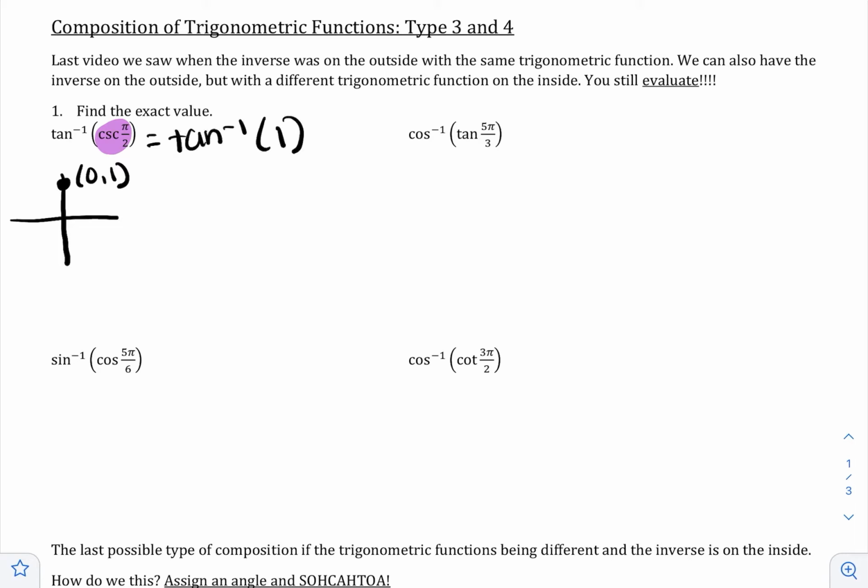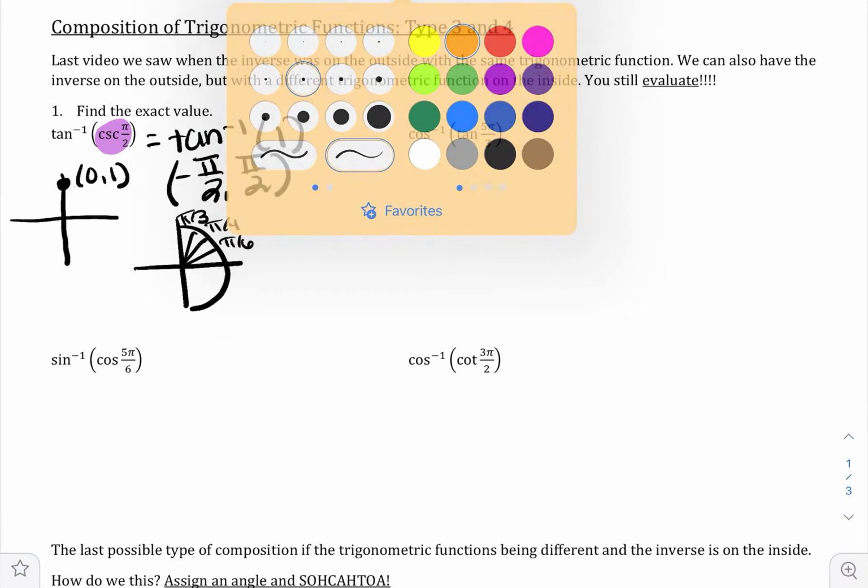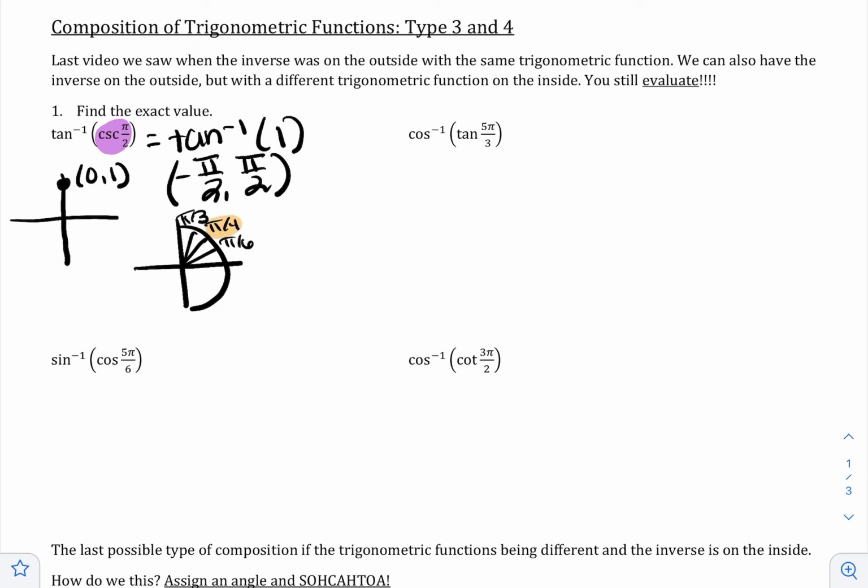Now, I'm evaluating an inverse, so I'm restricted. So I have to think about my restriction. This is the one time you have to do it. Negative pi over 2 to pi over 2. So for tangent to be 1, that's going to be in quadrant 1. So that's pi over 6, pi over 4, pi over 3. And the angle in quadrant 1 that will give that tangent is 1 is pi over 4. So the final answer is pi over 4.